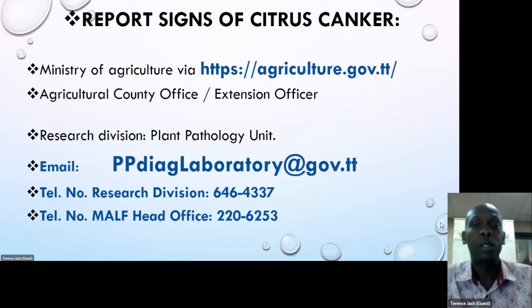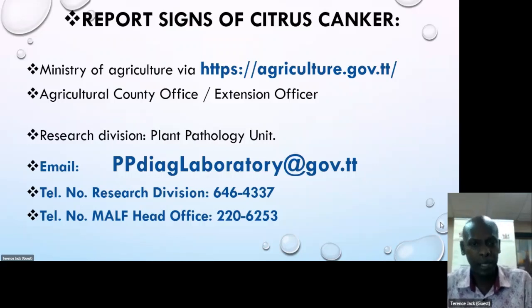We are encouraging you, if you suspect or have seen any signs of citrus canker, to report it to the ministry. You can visit the ministry's website, agriculture.gov.tt, and you can utilize that forum to pass on the information to us. Also, you can contact or visit any of your agricultural county offices or reach out to our extension officer, and they will be willing to look into your report.